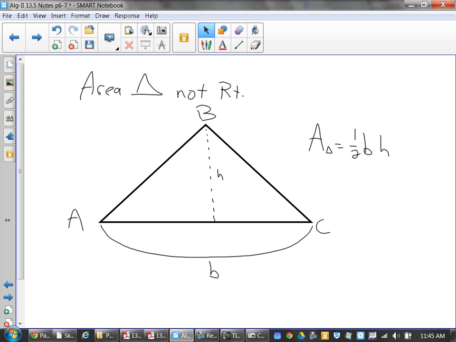So what we'd have to do is figure out 1/2 base times height here. I can't because I don't know what the height is. But let's say I knew what this angle was. Isn't this my opposite? And isn't this my hypotenuse then? Because this becomes a right triangle. So watch this. If I say the sine of A is my height over little c, to get h by itself is just c times the sine of angle A.